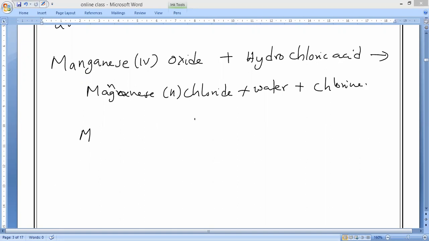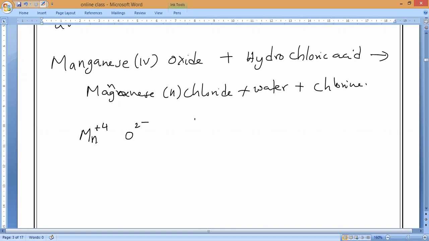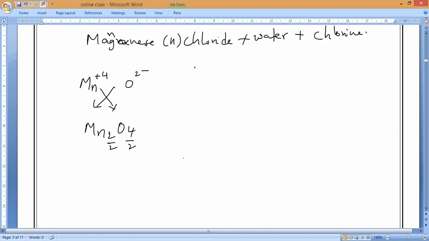Because manganese has a variable valency. So manganese is having 4. Understand? Oxygen is 2 minus. If you crisscross, what will come? Mn2O4. Both are even numbers, so I will simplify it. What can we get? MnO2. Understand, Pradosh? Plus, next, hydrochloric acid, we know that. Hydrogen plus 1, chlorine minus 1. So what do we get? HCl.